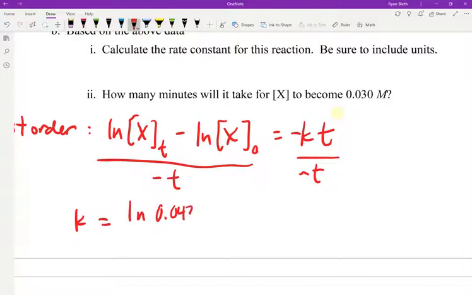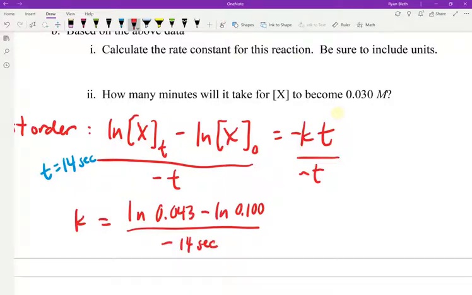Let's see. And that's at time of 14 seconds. Minus the natural log of concentration at 0, which is 0.1. So I'm using t equals 14 seconds, just so I know what data I'm using from the data table. So this is the natural log of x at time t at 14 seconds, and then at 0. And then I'll divide that by negative time t, which is 14 seconds. Negative t, negative 14 seconds. And that'll be my k value.